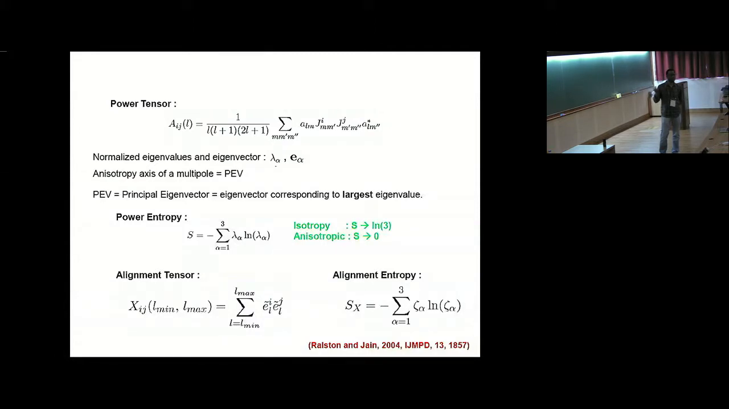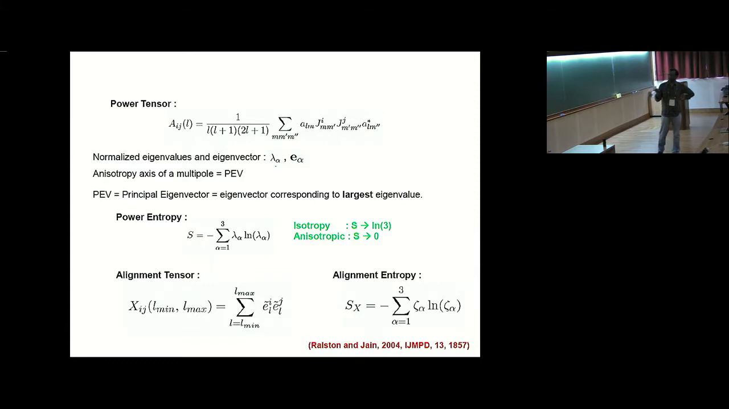So this is going to be diagonal, with the eigenvalues being C_L by 3. That is why this normalization is chosen. And once you have these normalized eigenvalues and the eigenvectors, you can define an axis. You can associate an axis with a multipole as the eigenvector corresponding to the largest eigenvalue.